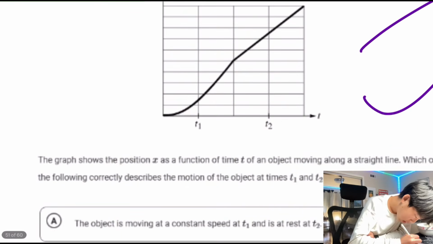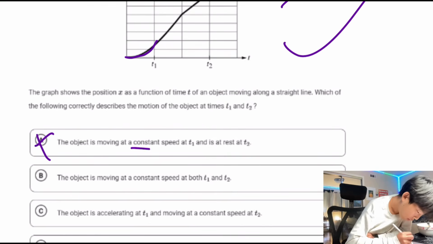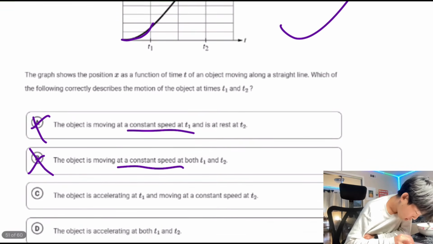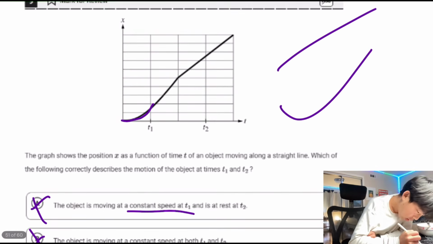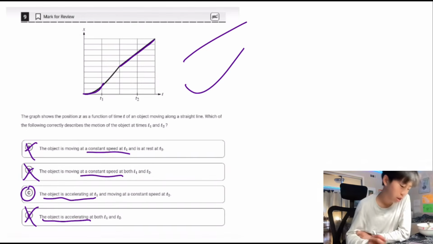Am I clear? So basically over here, there's obviously acceleration, which means A is wrong because it can't be moving at a constant speed. It also means B is wrong because it's not moving at a constant speed. It also means C could be right and D could be right. So now we need to find T2. Is T2 constant or is it accelerating? Well, this looks like a straight line, so that means it has to be constant, which means it's C and not D. Are we clear?